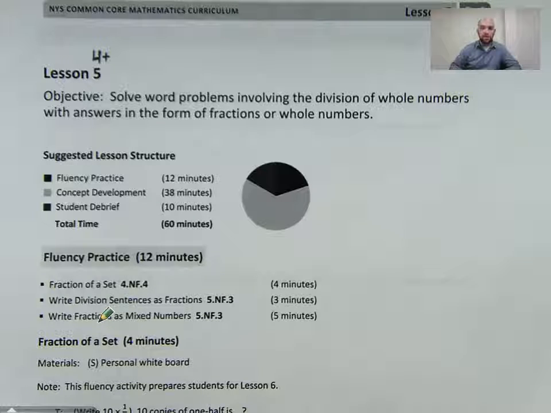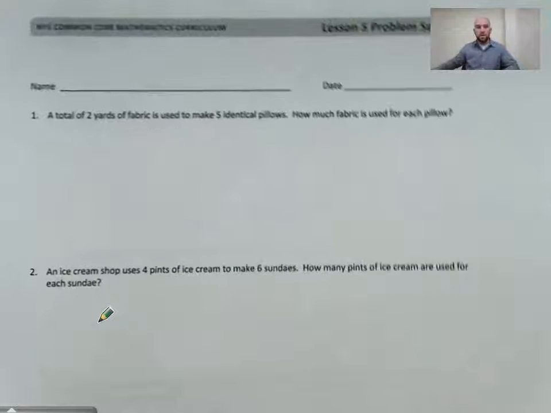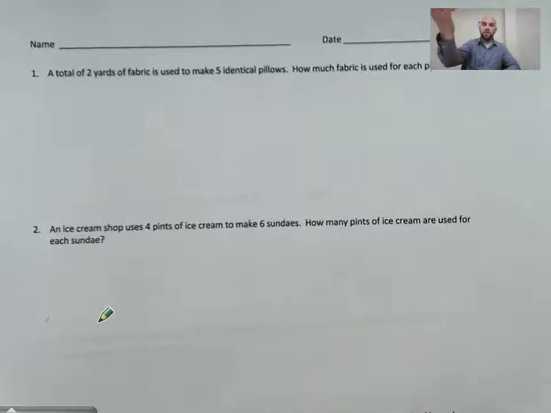Today we're going to be solving word problems involving the division of whole numbers with answers in the form of fractions or whole numbers. So this is going to be a lesson with word problems, and we are going to continue to look at fractions as division. So we'll take a look at a few of these word problems here.